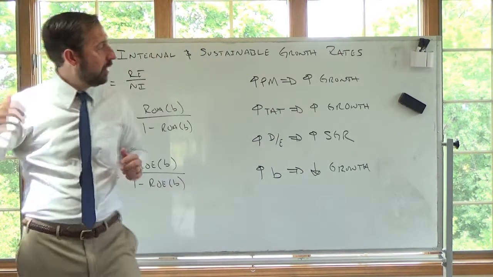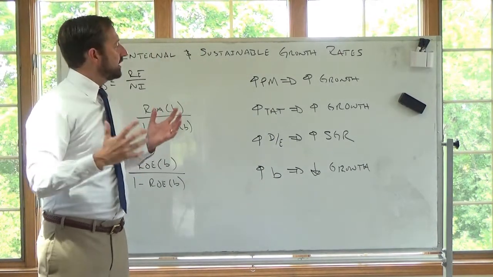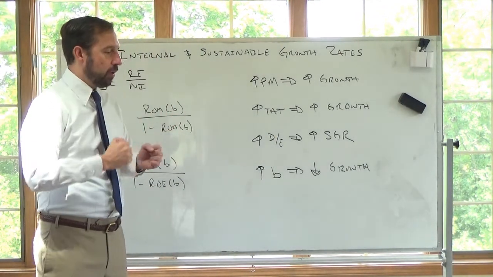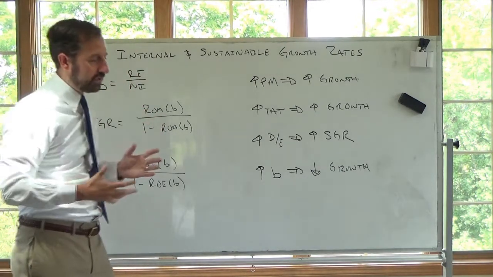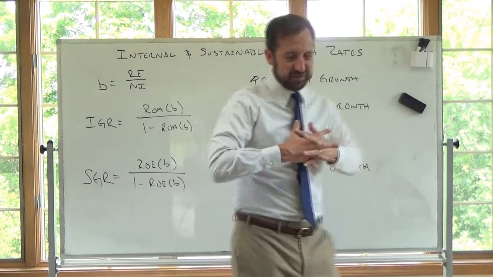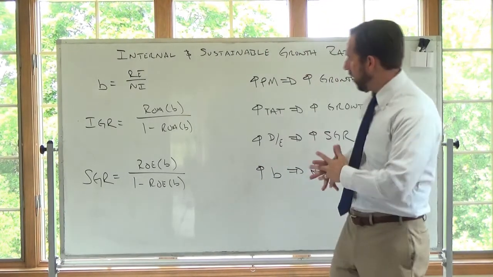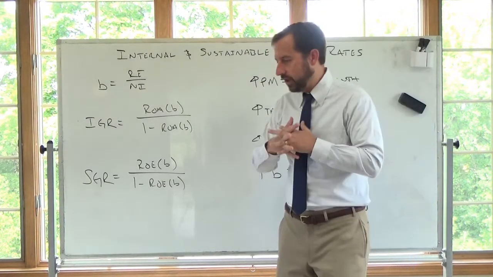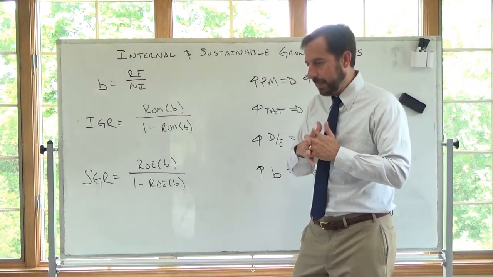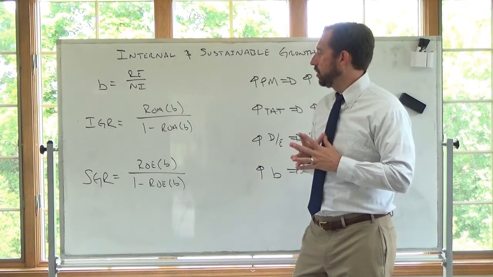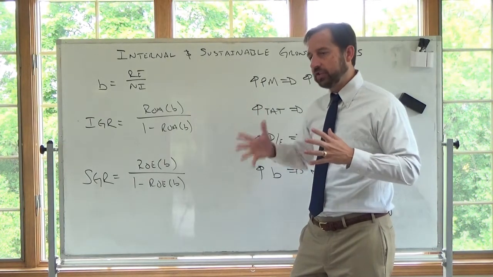Why are these important? Well, one, these are really important as a sanity check. I'm going to give you a couple examples of where these are really important. And then I'll talk about the underlying factors that affect ROA and ROE. So let me jump into where these are useful. These are a really good sanity check.